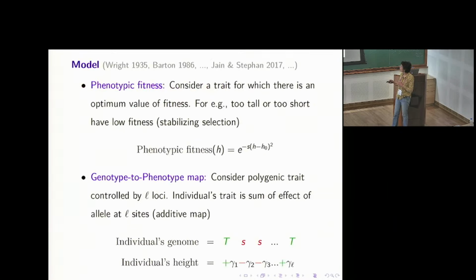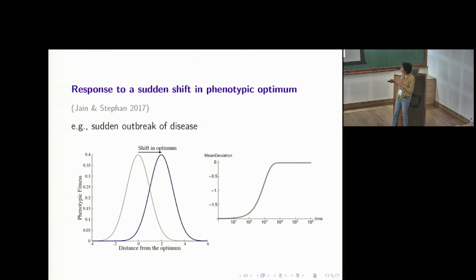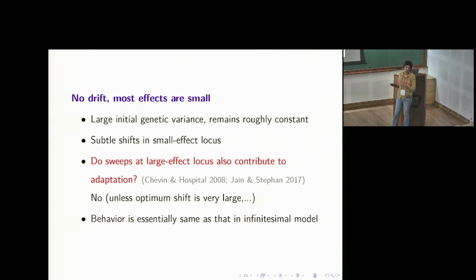So the question there is, if you have a large effect locus, what happens there? It's a monomorphic one, near fixation. Can there be sweeps at these large effect loci? That's the question, and the answer is not obvious. But using a simple model and a more detailed model, what we find is that sweeps do not occur. Unless you take some extreme parameters, like shifting the optimum a lot, we don't see any sweeps in this model.